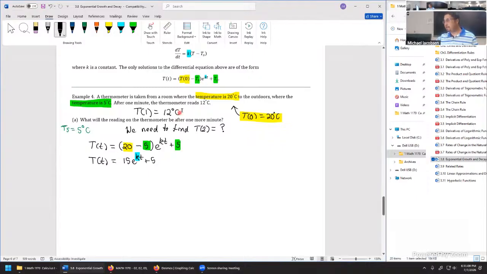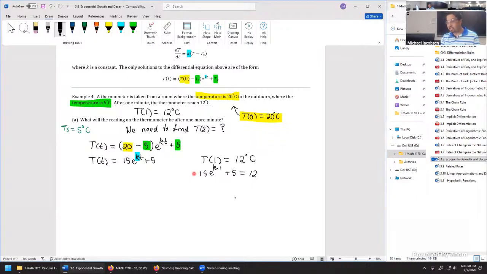Okay, now let's go back up to this piece of information. In this experiment, they made a reading right at exactly 1 minute of 12 degrees Celsius, to the best of their ability to read the Celsius on that. So we're going to assume temperature at time 1 is exactly 12 degrees Celsius. But we can take this, plug 1 in for t, and say that this just implies 15 times e to the power of k times, I'll put a 1 there just to imply that's a substitution, plus 5 equals 12.